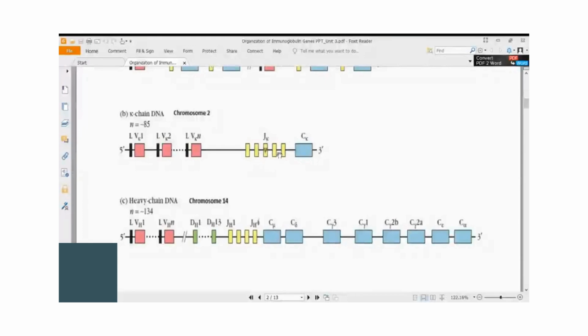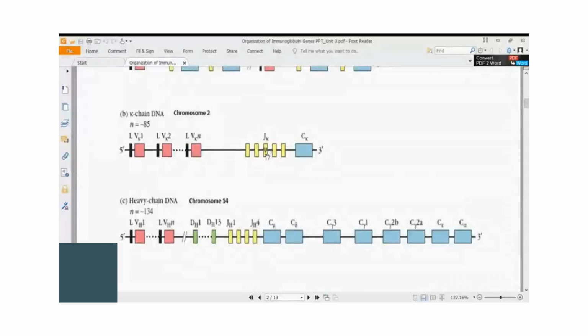And these joining segments are also separated by introns. Each segment of the J will code for about 13 amino acids. Of the 5 J segments in the kappa chain, one of the segments is non-functional, and that is indicated by the psi symbol, the Greek symbol psi.